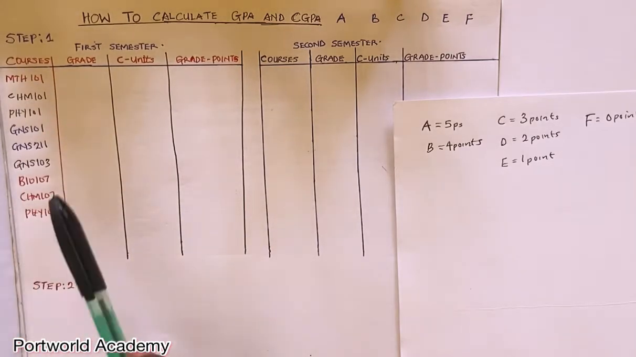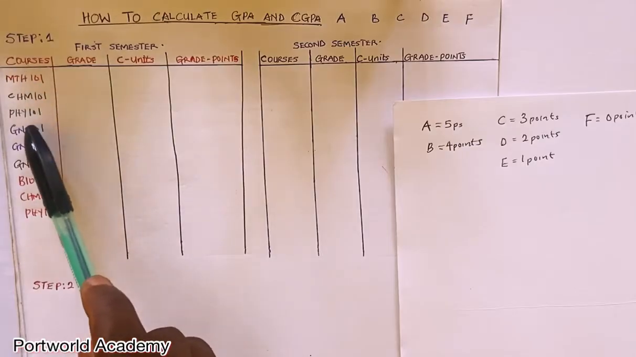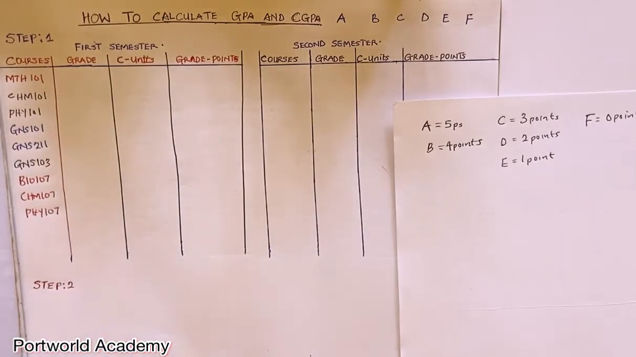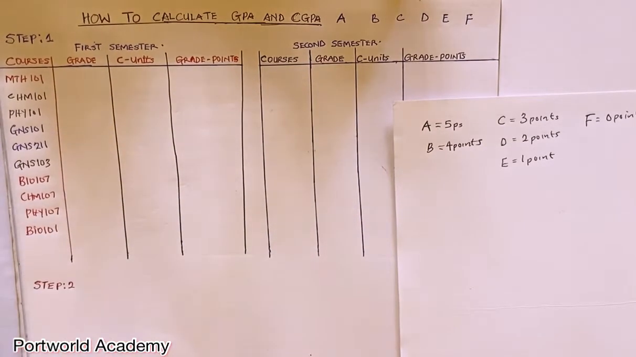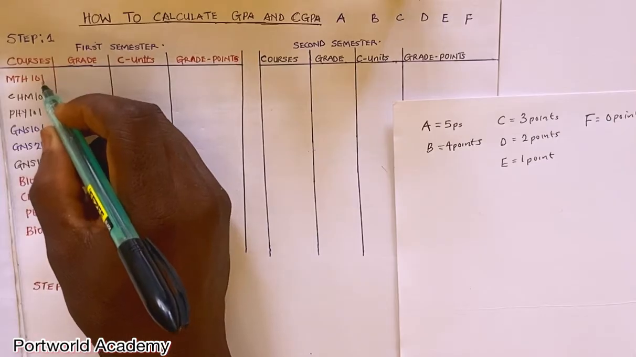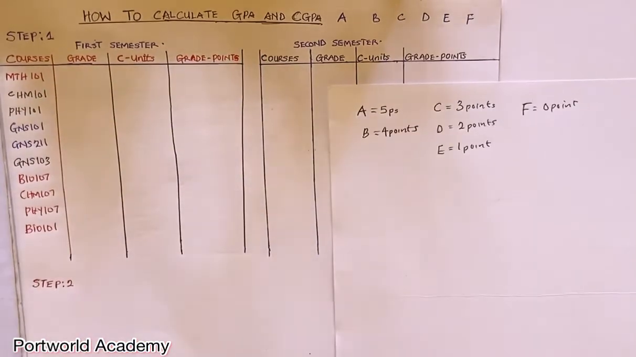Then let's count all the courses. That's 1, 2, 3, 4, 5, 6, 7, 8, 9. Let's say we add one more. I think it remains Bio 101. So in this case, the first thing you need to take note of is how many units course is MTH 101? Is it a 3 units course, 2 units course, 4 units course or 6 units course, as the case may be? Let's say MTH 101 is just a 3 units course.